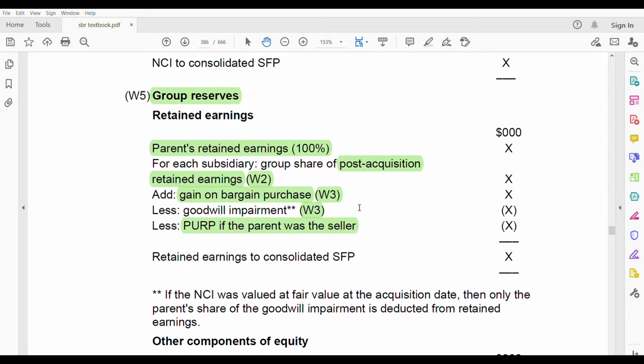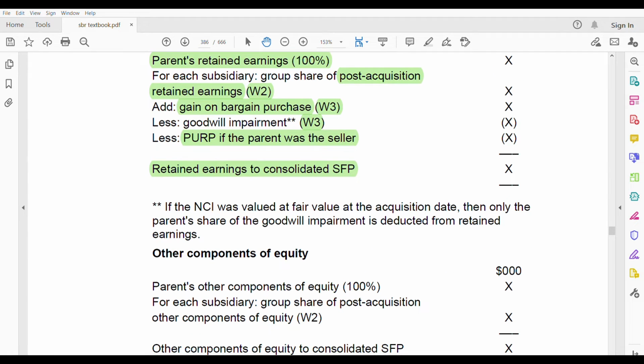If the parent is the seller, why? Because the parent is going to realize this, right? So from the parent's retained earnings, this has to be reduced. That's why you are taking it here, not in the net assets. Because when we are working on net assets, we are only working on the subsidiary's net assets. That's why we took PUP if the subsidiary was the seller in the net assets, and if the parent is the seller, we are taking it under retained earnings. Okay, and we need to deduct it. And this retained earnings will go to the statement of financial position.